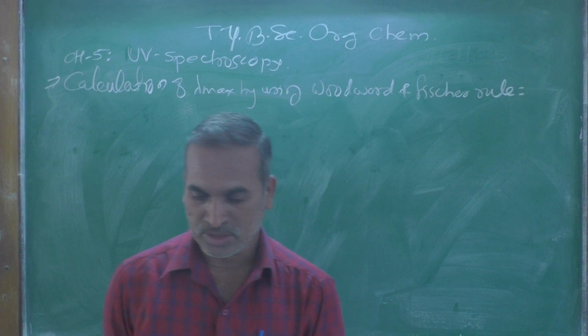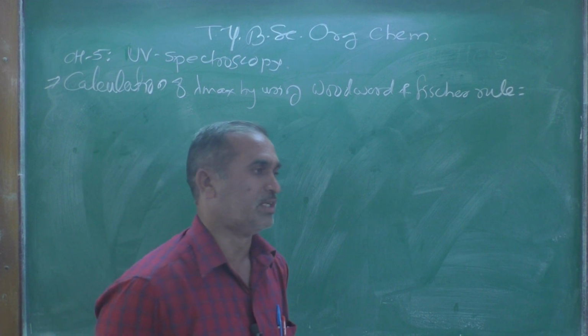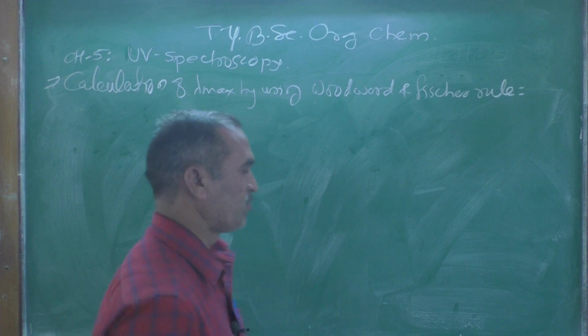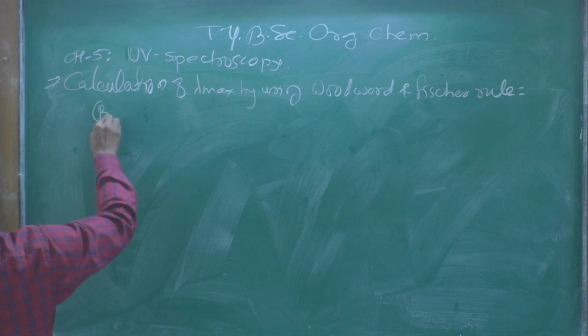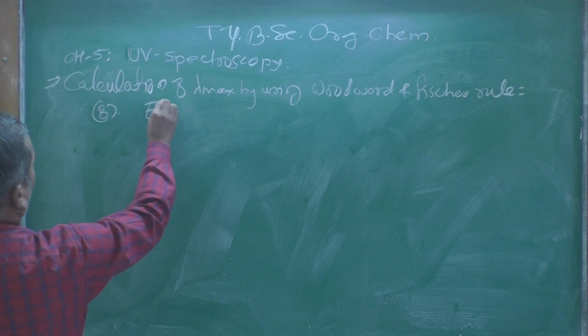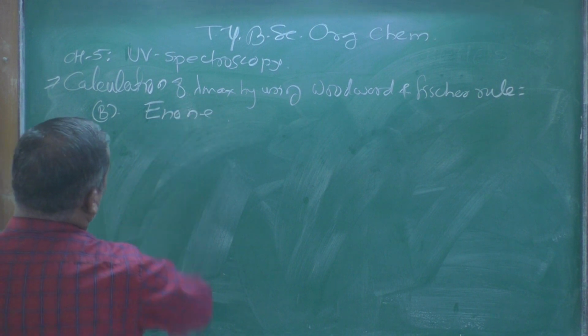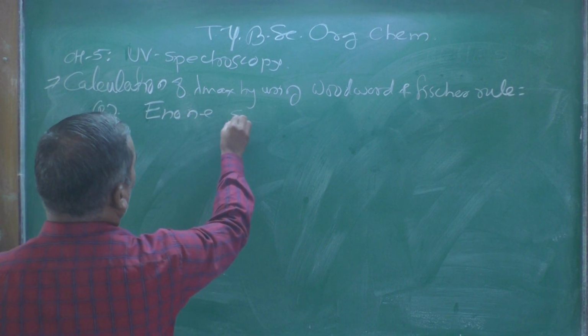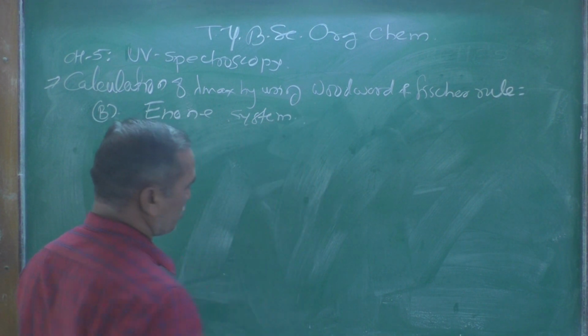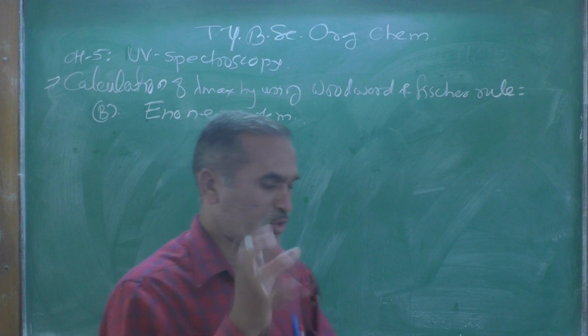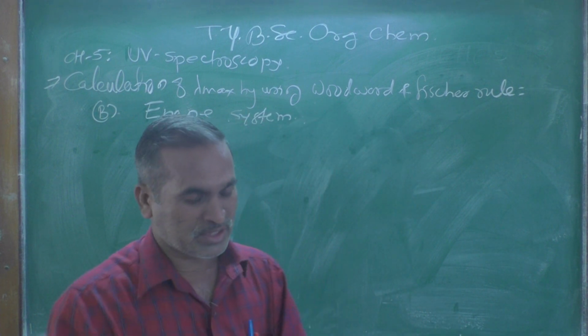Today we are going to learn the second system, which is known as the enone system. Two systems we are going to learn. This is the enone system. And how do you recognize it? What do you mean by the enone system?